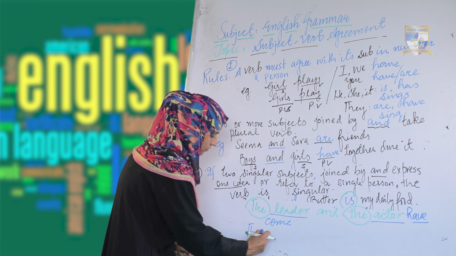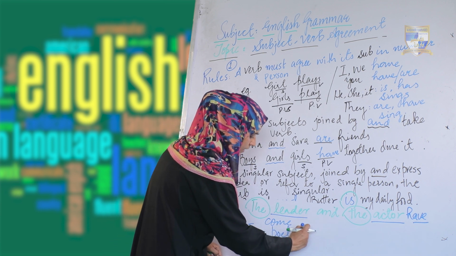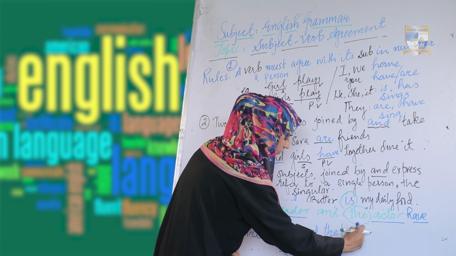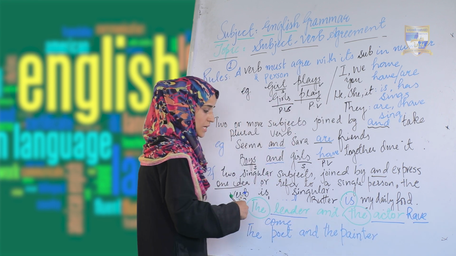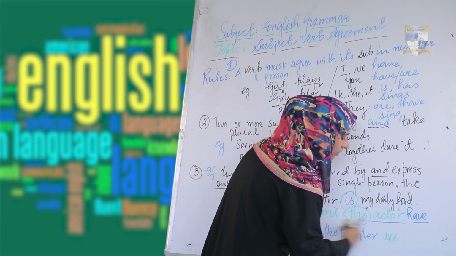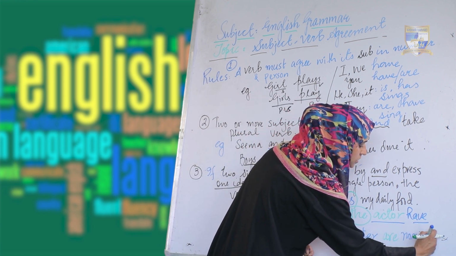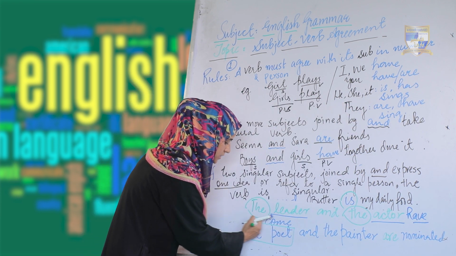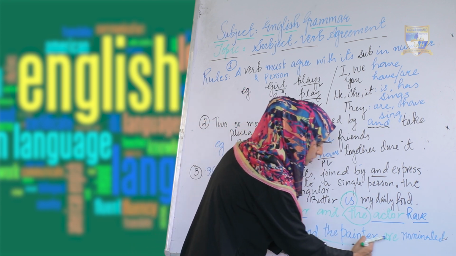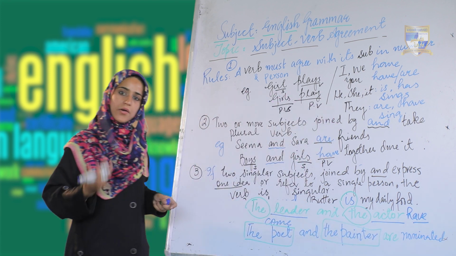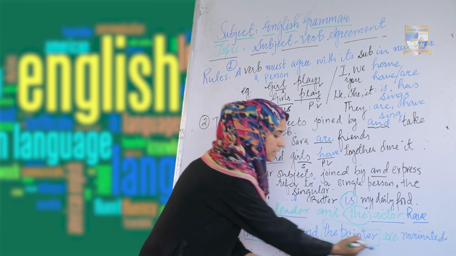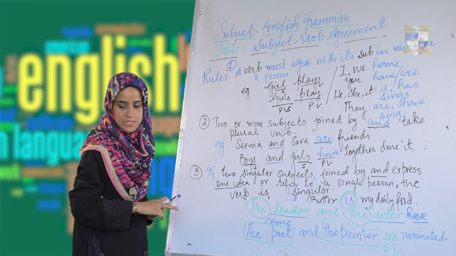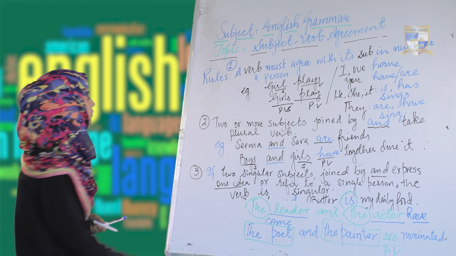The poet and the painter are nominated for the award. Here again the poet is a different person, and the painter is another person. So the verb here is a plural verb. Now let's move to our next rule.